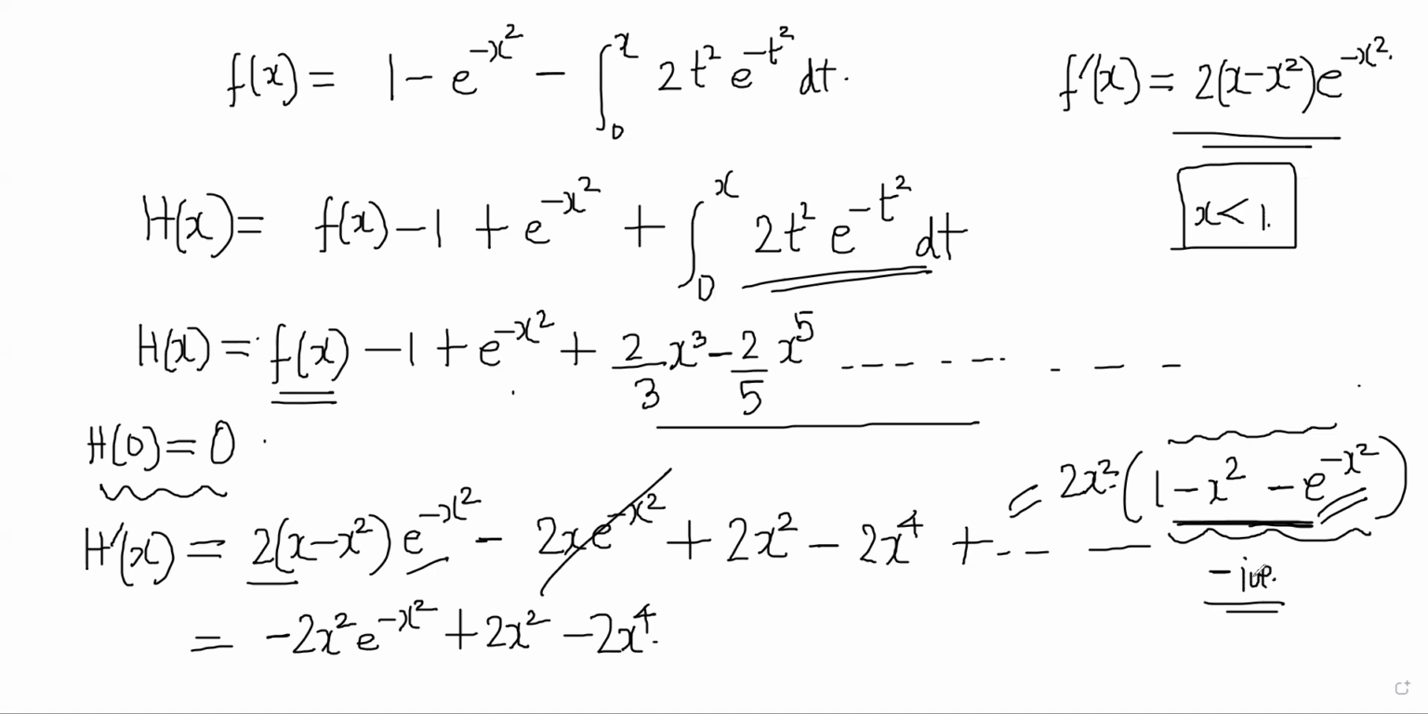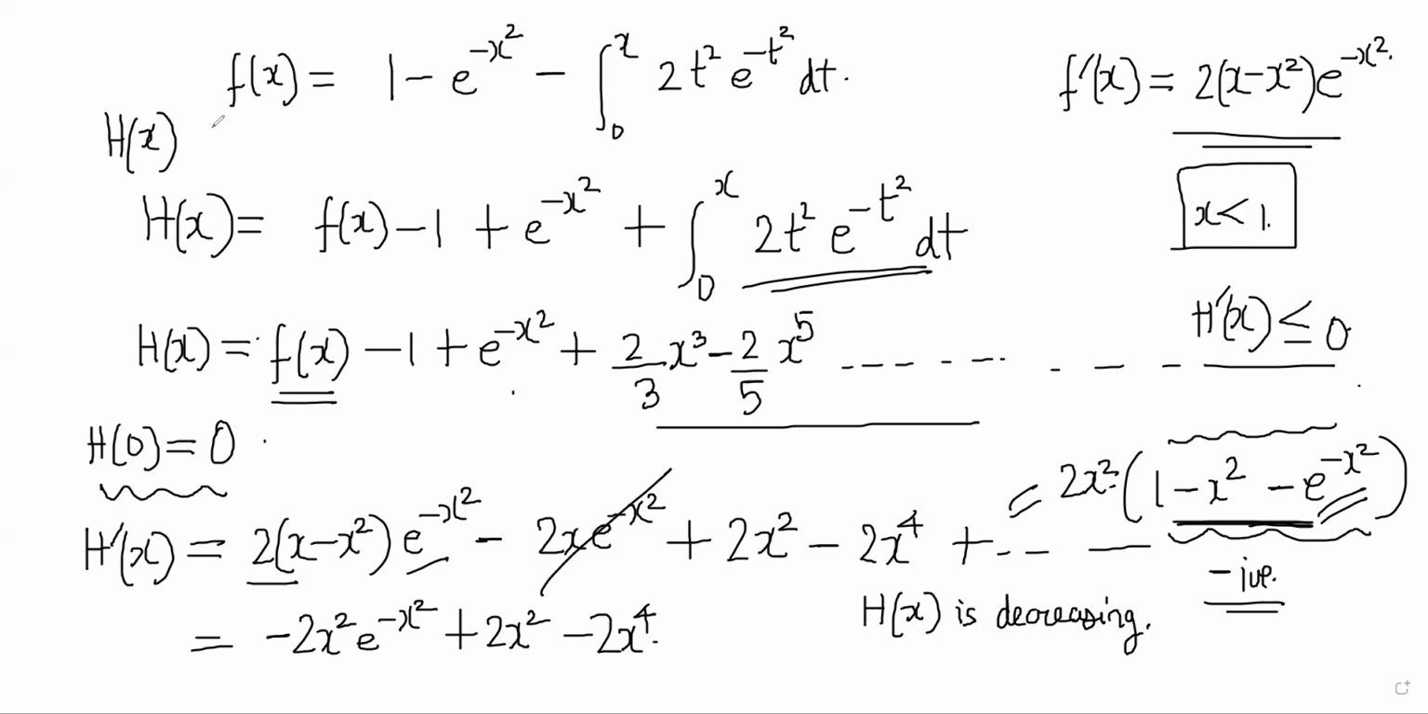So you are getting h dash x is less than equal to 0. And that means that h of x is decreasing. So if h of x is decreasing, then h of x would be lesser than h of 0, right? It is a decreasing function, but h of 0 is 0. So h of x is less than 0, we are getting.